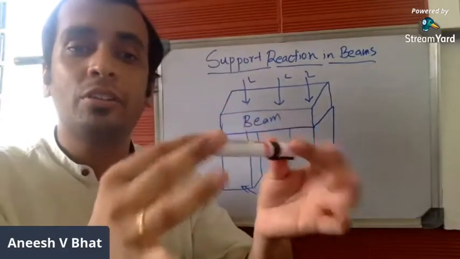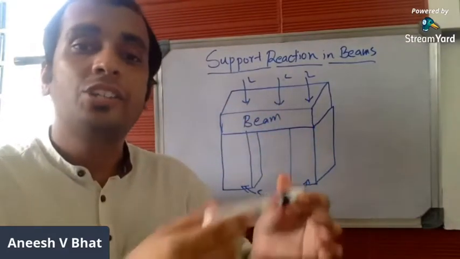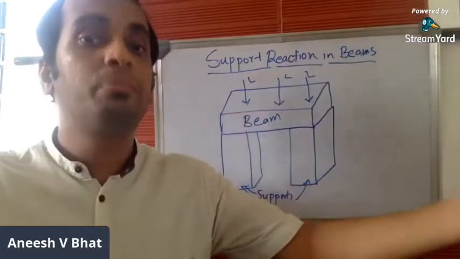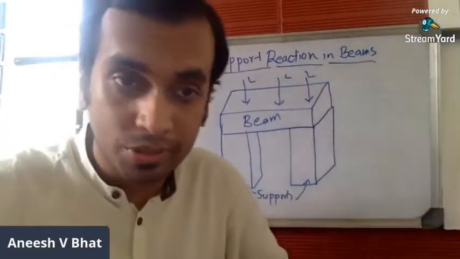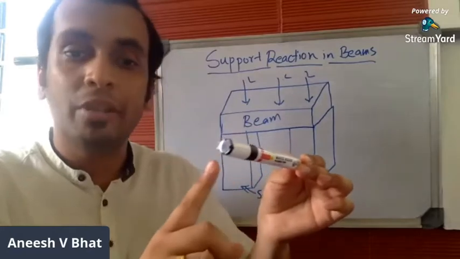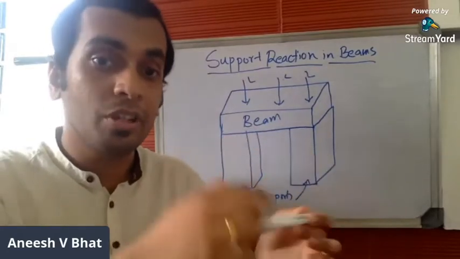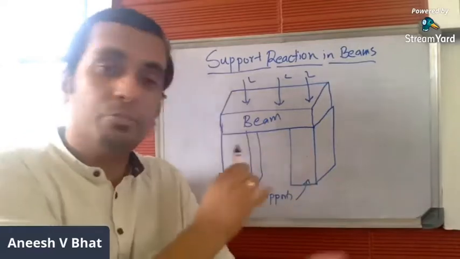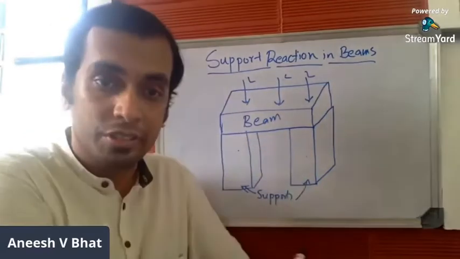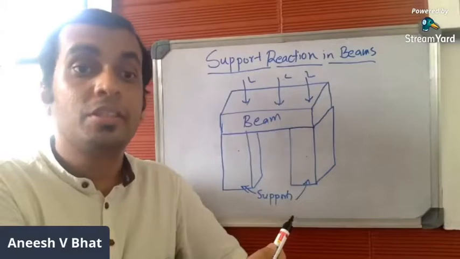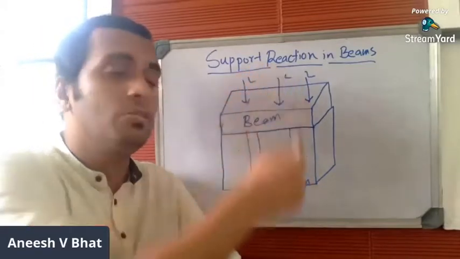Since beam is a horizontal member, it has to be supported by a number of supports. It can be either the extreme end supports or the intermediate supports. These are the two end supports in this particular example which I have considered, and this is the horizontal structure which is beam, which carries vertical loads.